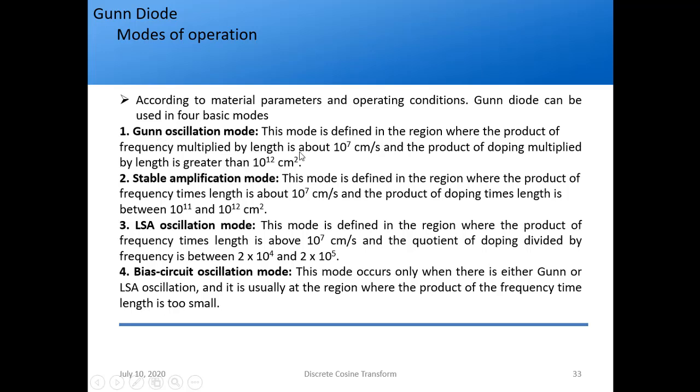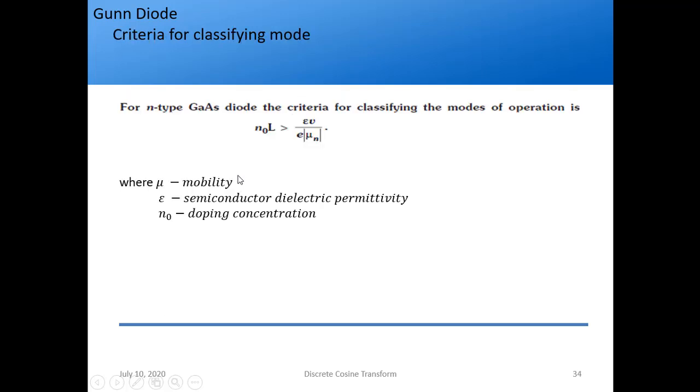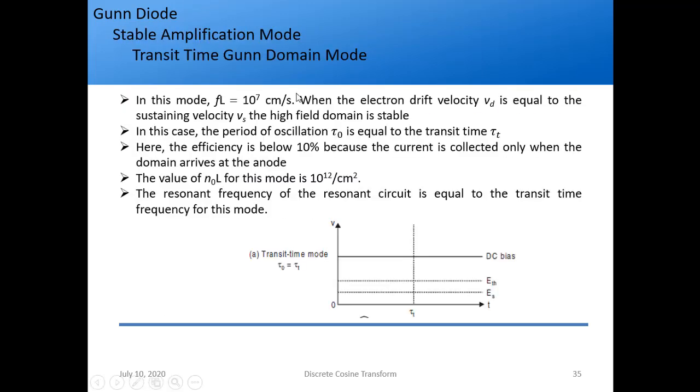We said that the Gunn oscillation mode is unstable, so it is not used, and we go for the stable amplification mode, right? Under the stable amplification mode we have the transit time Gunn domain mode. Again fL is 10 raised to 7, but here tau naught is equal to tau t. Tau t is the transit time of electrons and tau naught is the period of oscillation. Because of this, the efficiency is very low, of the order of 10% only.